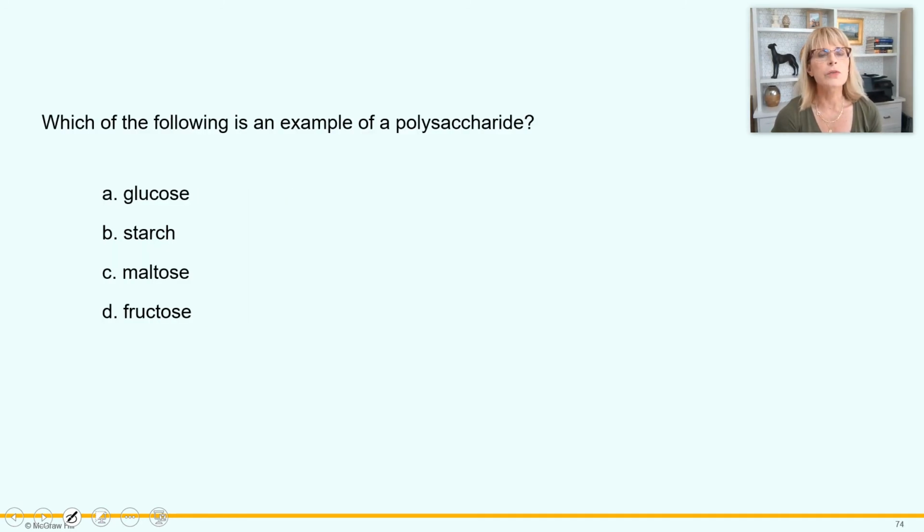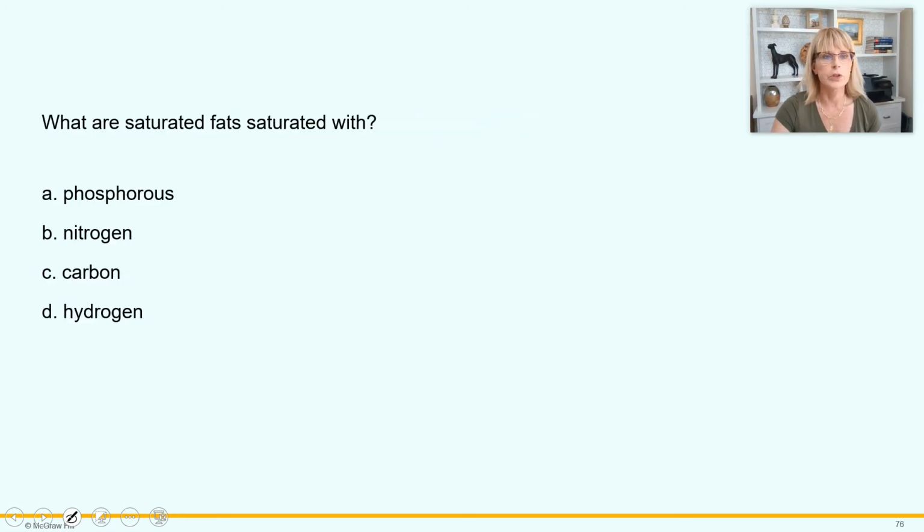Good job. Which of the following is an example of a polysaccharide? Polysaccharides are things like glycogen or other starches, and so starch, right? Glucose, maltose, and fructose. Well, glucose and fructose are monosaccharides, all right? Good. What are saturated fats saturated with? Do you remember? Saturated fats all have got single covalent bonds, no double covalent bonds. Hydrogen, right?